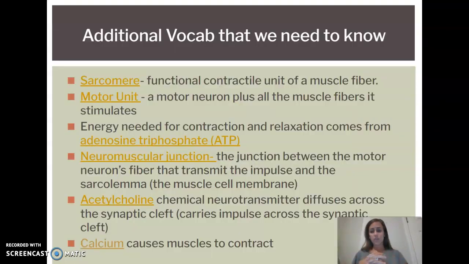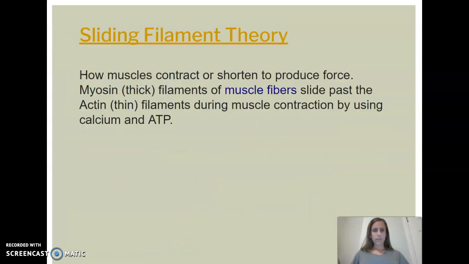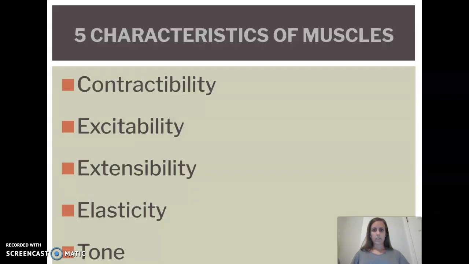Here's a slide with additional vocabulary that we need to know. We are going to go over this in class when I'm back. There's also another video that I'm going to have you watch after this one that's explaining the sliding filament theory, which is how skeletal muscle contracts. All of the words that you're seeing on the screen right now are going to make a little bit more sense after you watch that video. So we're just going to move on to the characteristics of muscle, and that'll be in our second video.